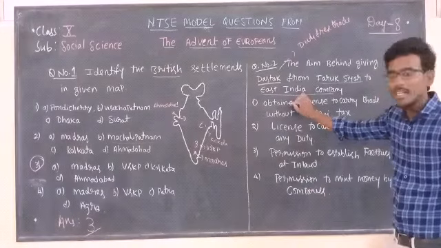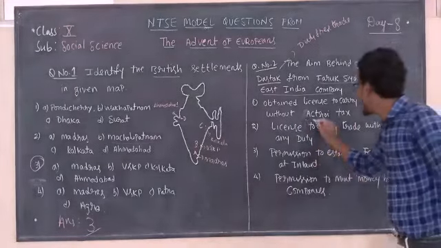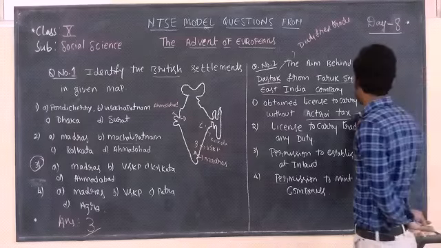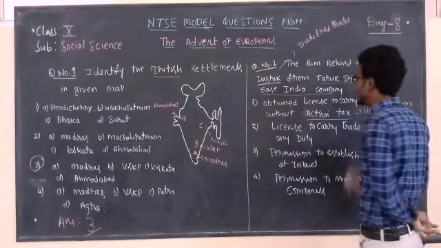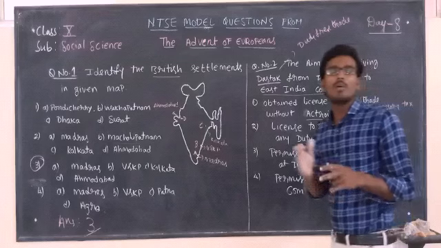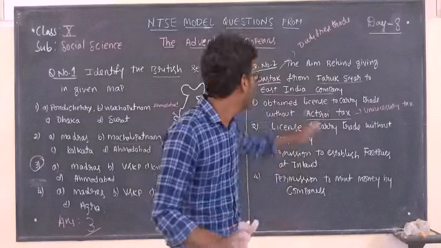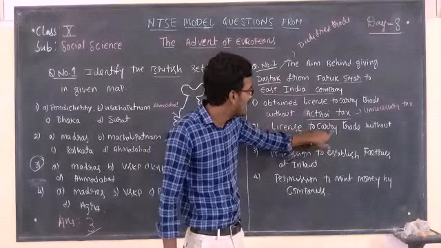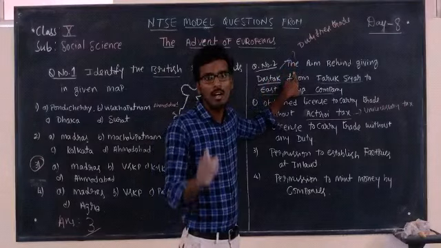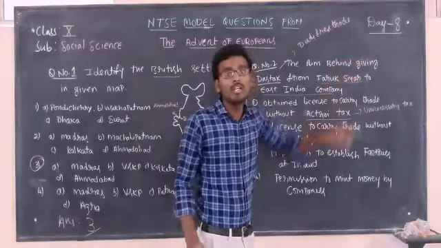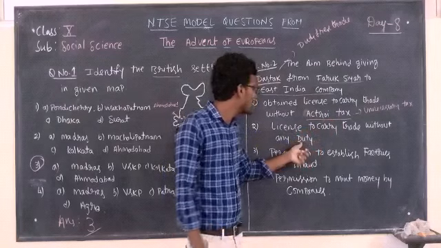Option check. Obtained license to carry trade without octroi tax. Octroi tax means what, you know? Unnecessary tax. In our lesson, we did not discuss anything about octroi tax, meaning unnecessary tax. Eliminate that option. Next, license to carry trade without any duty. Just observe the definition of dastak. I told you here, duty free trade. Duty is nothing but tax. Understanding, right? So here, license to carry trade without any duty.